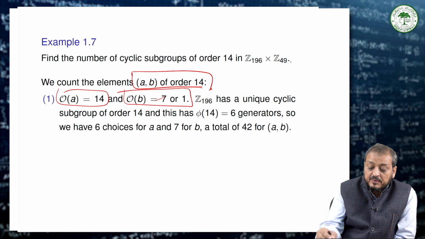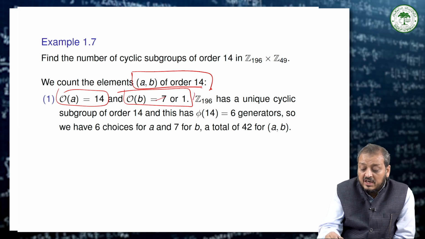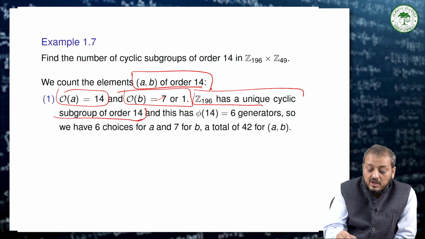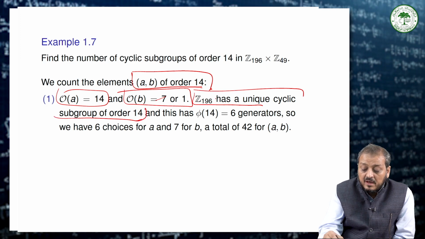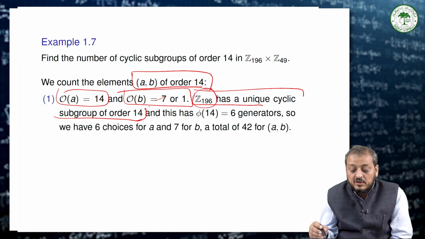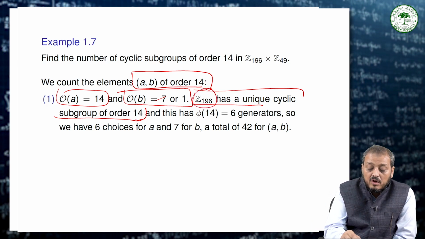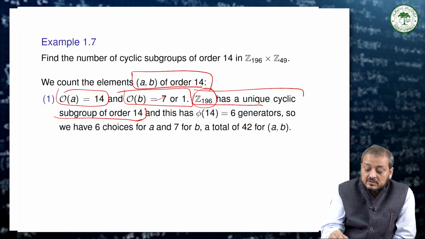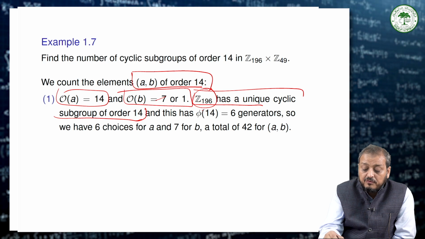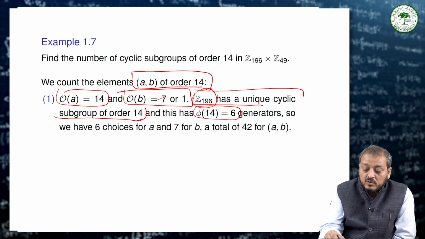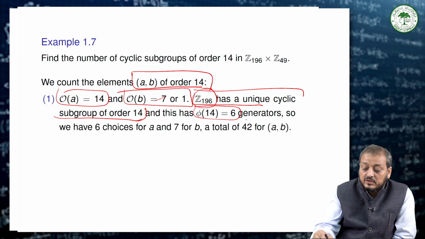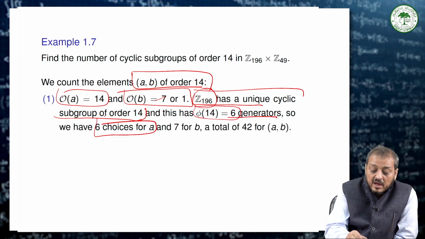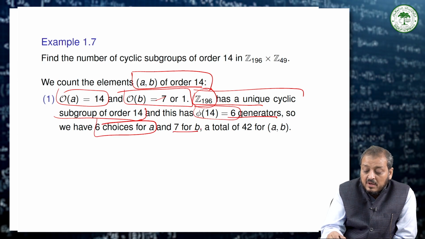But you see Z196 has a unique cyclic subgroup of order 14. That means Z196 has a unique cyclic subgroup of order 14. So the number of generators of this is equal to phi of 14, and phi of 14 is equal to 6, so there are 6 generators. So we have 6 choices for A, and then we have 7 for B, a total of 42 for A.